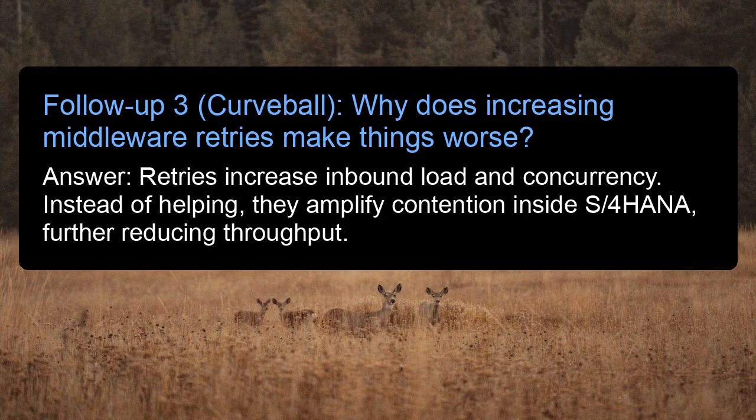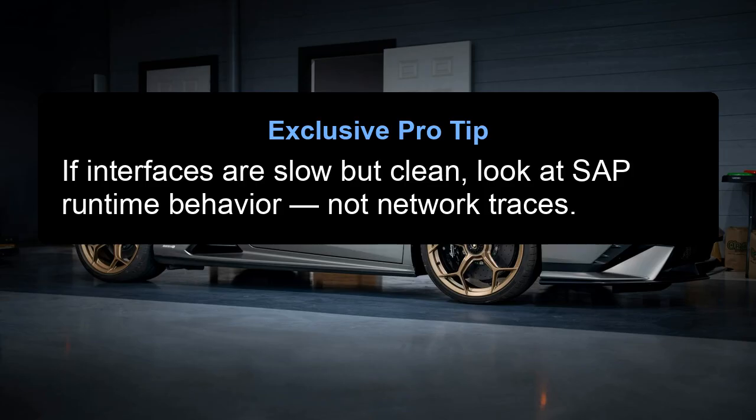Follow-up 3. Curveball. Why does increasing middleware retries make things worse? Answer: retries increase inbound load and concurrency. Instead of helping, they amplify contention inside S/4HANA, further reducing throughput. Exclusive pro tip. If interfaces are slow but clean, look at SAP runtime behavior, not network traces.